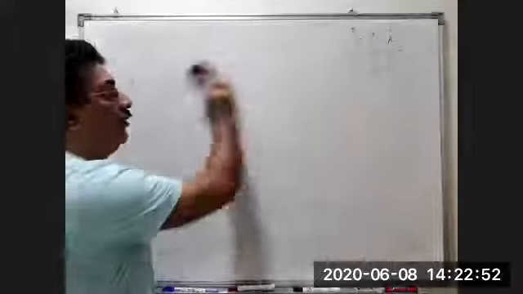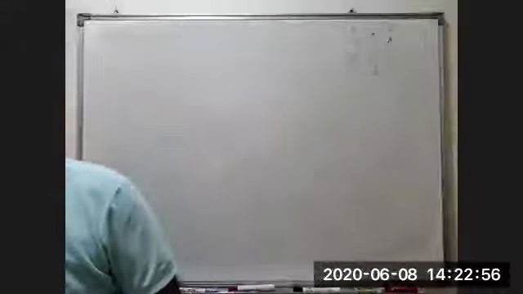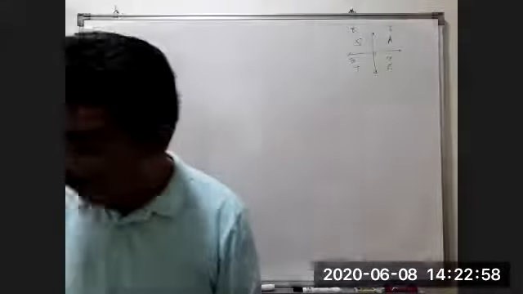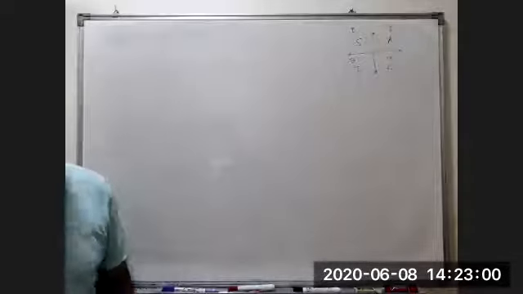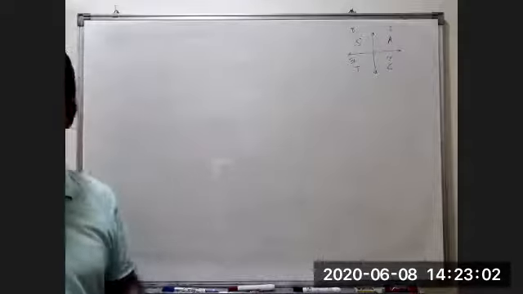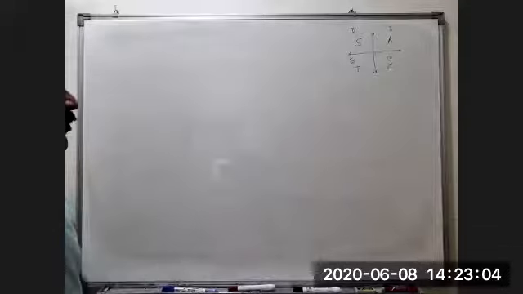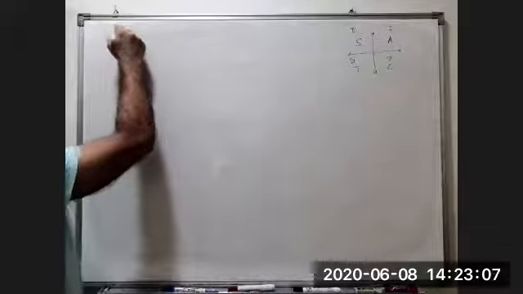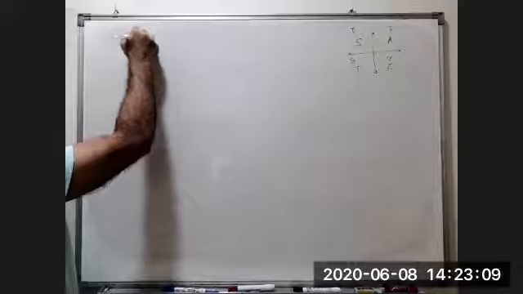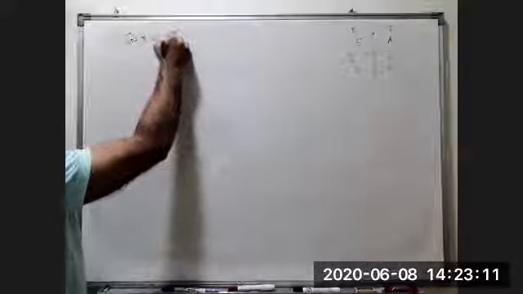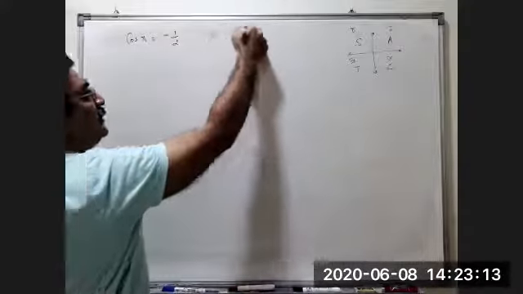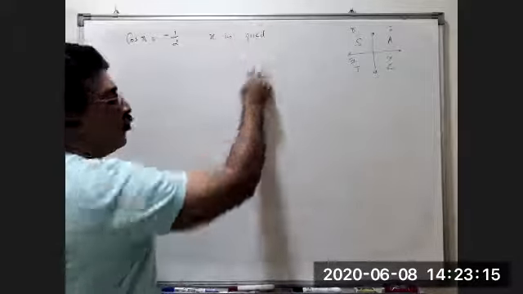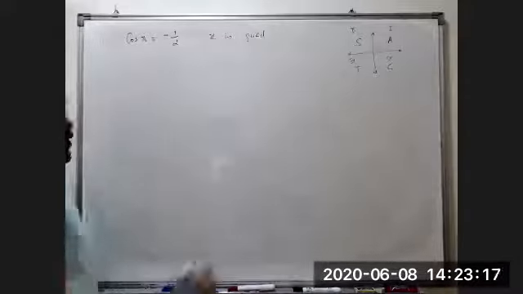Exercise 3.2. I will do 1 or 2 questions from the first type. So from the first type, 5 questions, I will do 2 questions. First one. The question is to find all 6 trigonometric functions. It is given cos x is minus 1 by 2, x in quadrant 3.